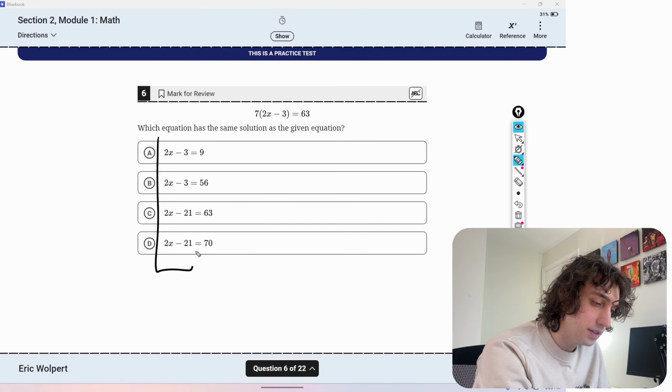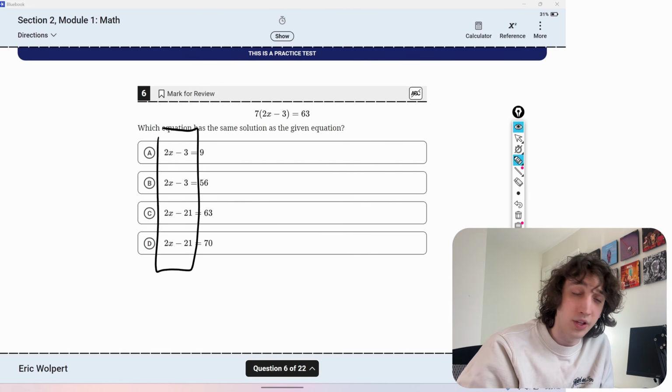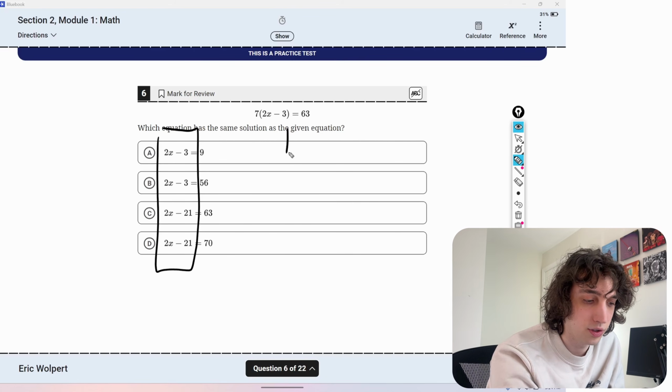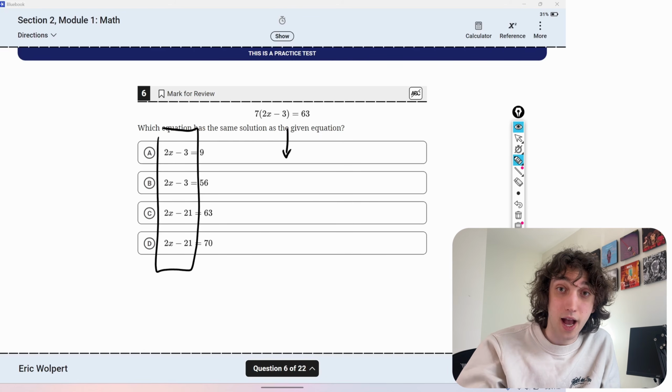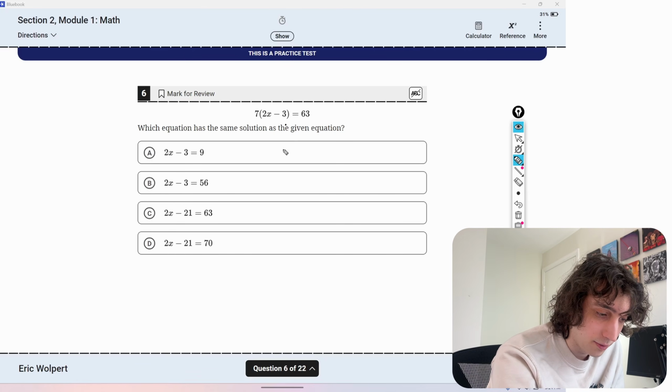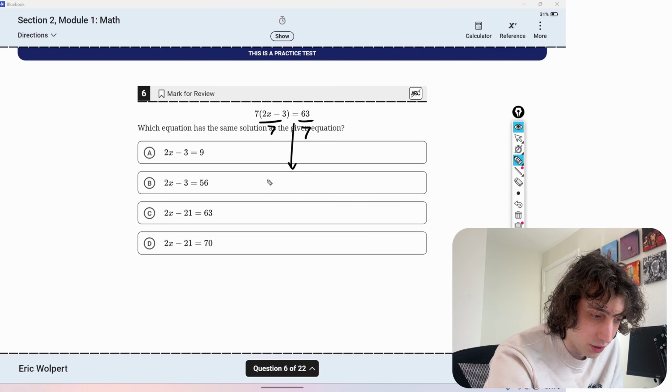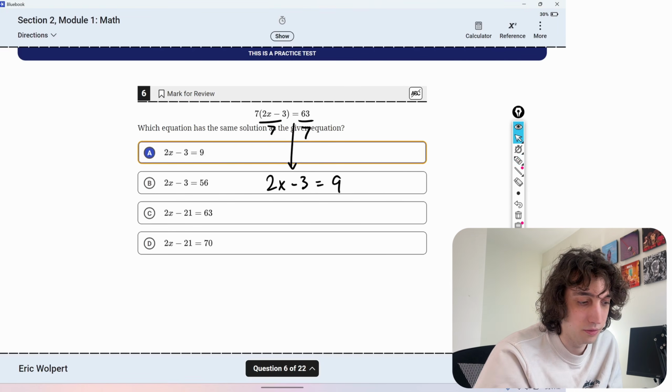All of the answer choices have 2x minus something. So let's see if we can rearrange this equation to solve for 2x minus something rather than solving for x. So the easiest thing is if we divide both sides by 7, if we divide this by 7, and we divide that by 7, we should get 2x minus 3 equals 9. And just like that, we've solved the equation.